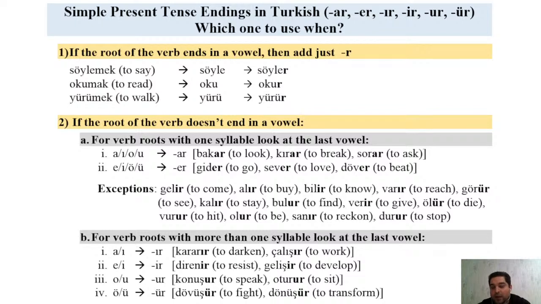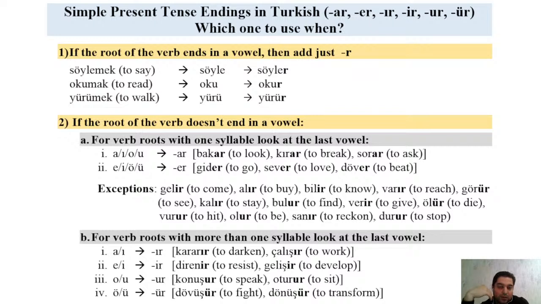That's it, okay? So this is basically the rule for you, so you should not be confused from now on. Look at just 2 things, or 3 things, okay? So the question is the root of the verb ending in a vowel? If yes, then just add r, that's it. If no, then look at the number of syllables.